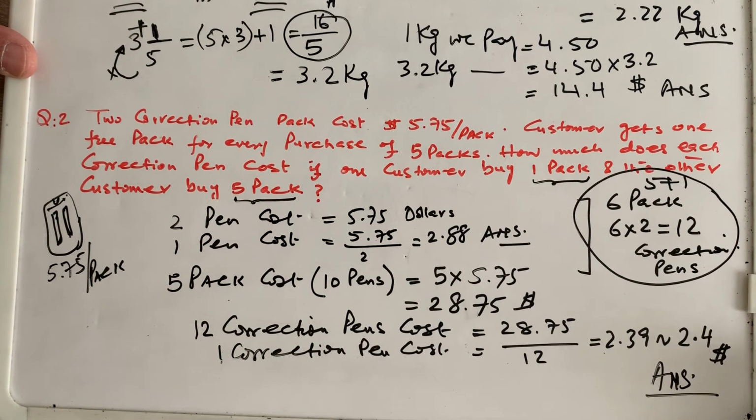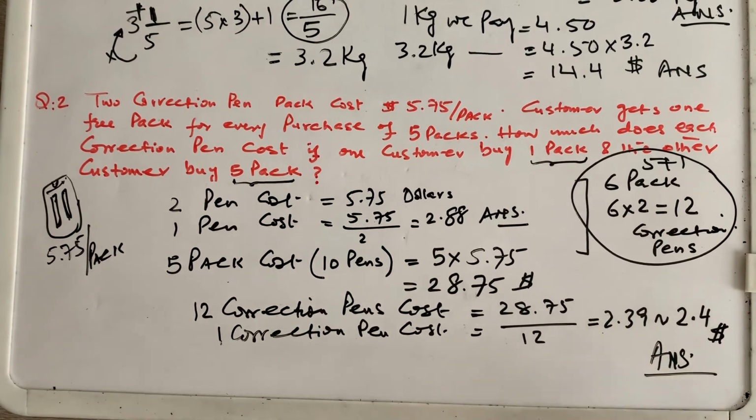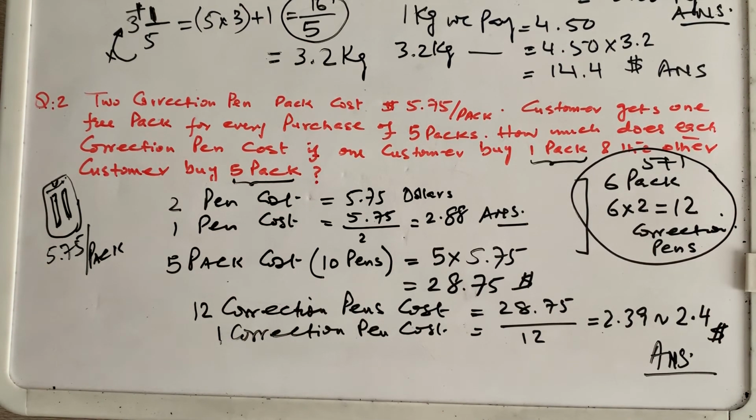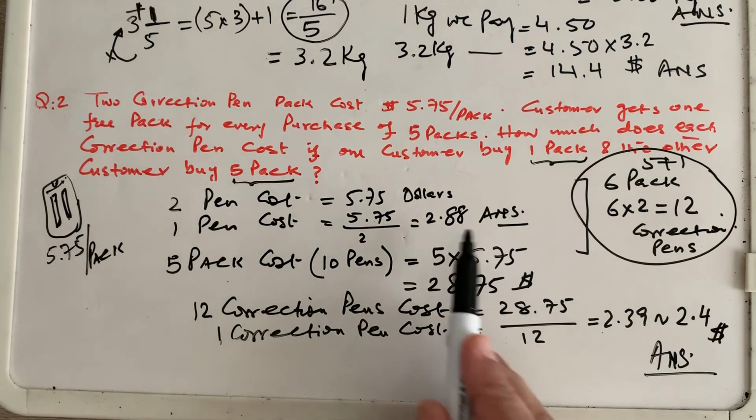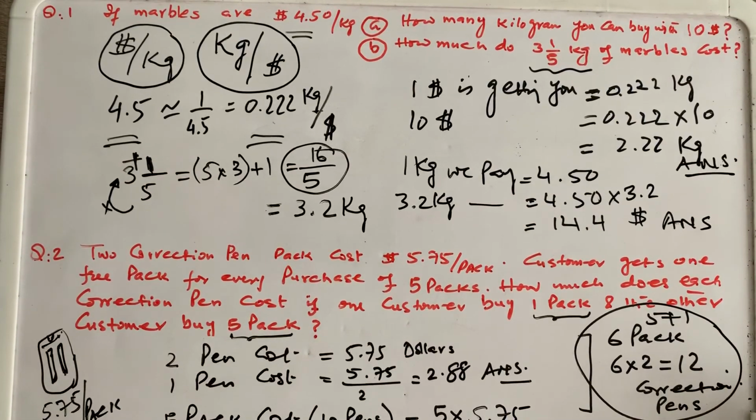So a few things you need to remember here: here is the pack of 2 correction pens, whose values are given. So you can also say that one pen cost is 2.88, right? One correction pen is 2.88. 5 pack cost, and then we divide by 12 correction pens. So divide by 12, right? So I hope you like this and you understand it quite clearly. If not, make another practice attempt, or stop my video and do it by yourself.